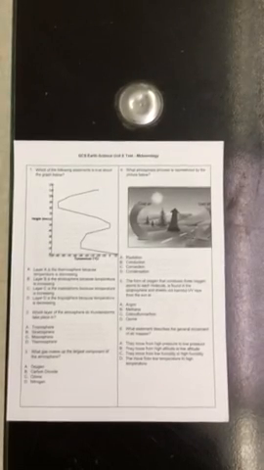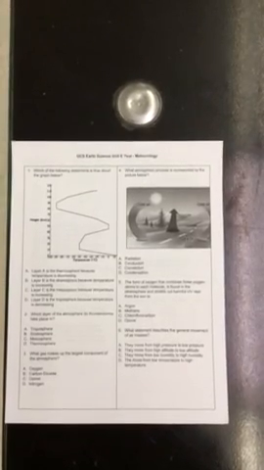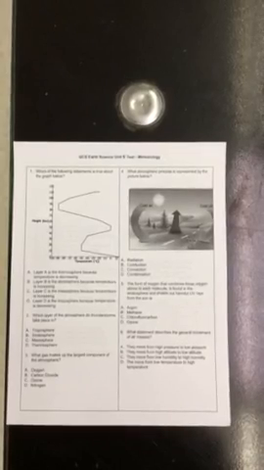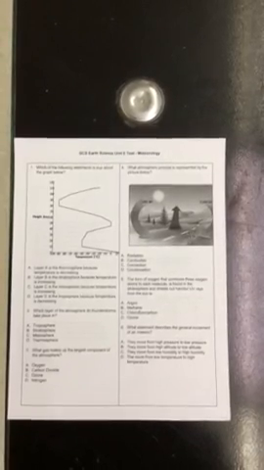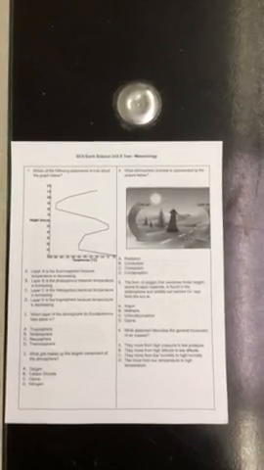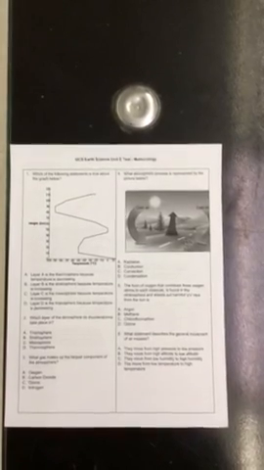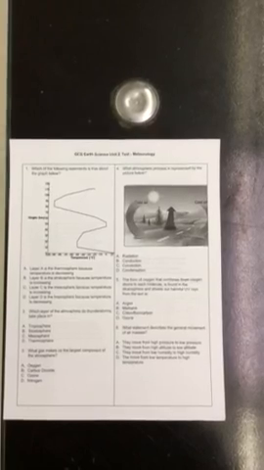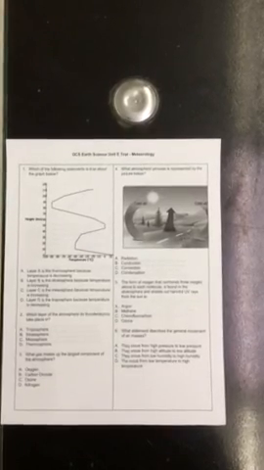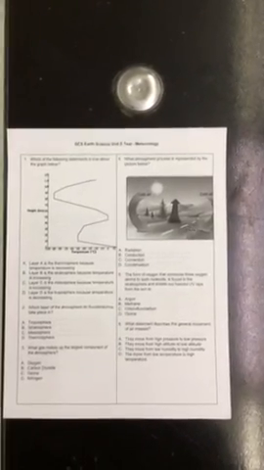A. Layer A is the thermosphere because temperature is decreasing. B. Layer B is the stratosphere because temperature is increasing. C. Layer C is the mesosphere because temperature is increasing. Or D. Layer D is the troposphere because temperature is decreasing.